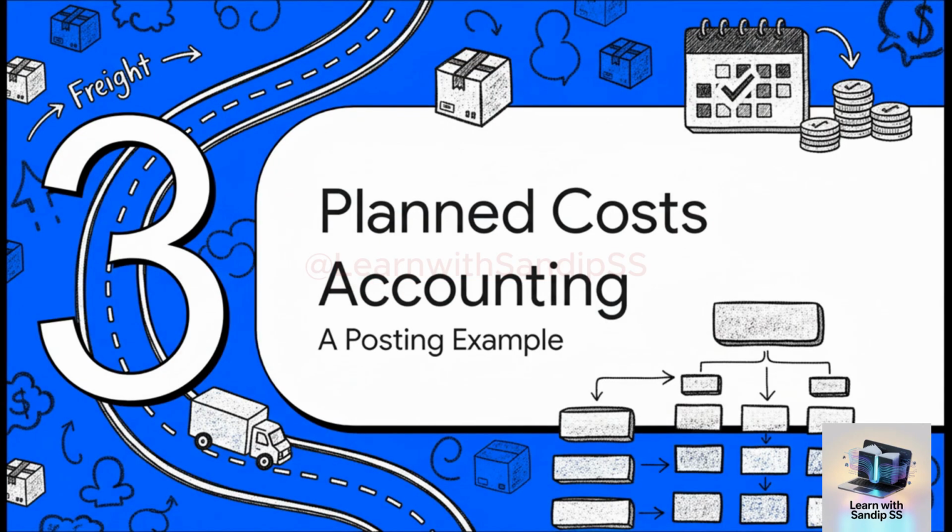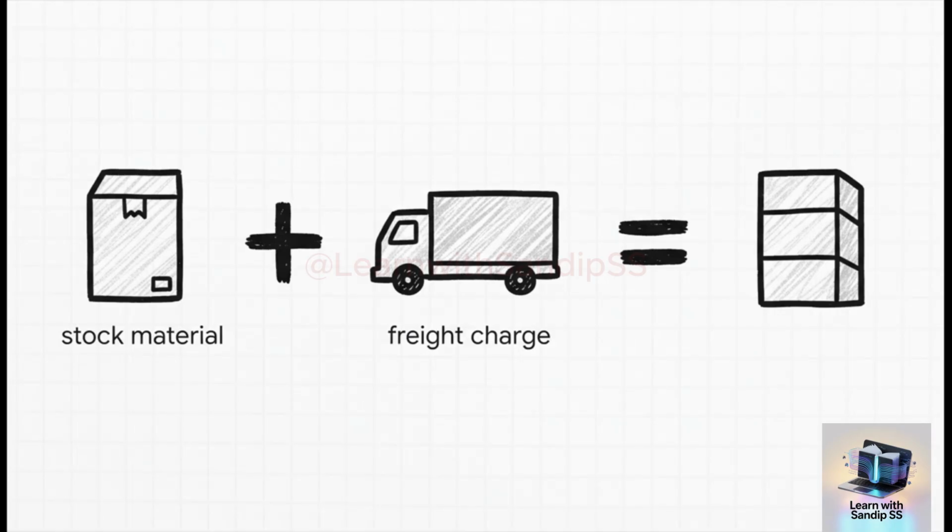All right, let's switch gears and move on to our next big topic, accounting for planned costs. We're talking about things like freight charges that you already know about when you create the purchase order. Let's walk through a really clear step-by-step example to see exactly how those financial postings play out. Okay, so picture this. We're buying a stock material for 100 euros.